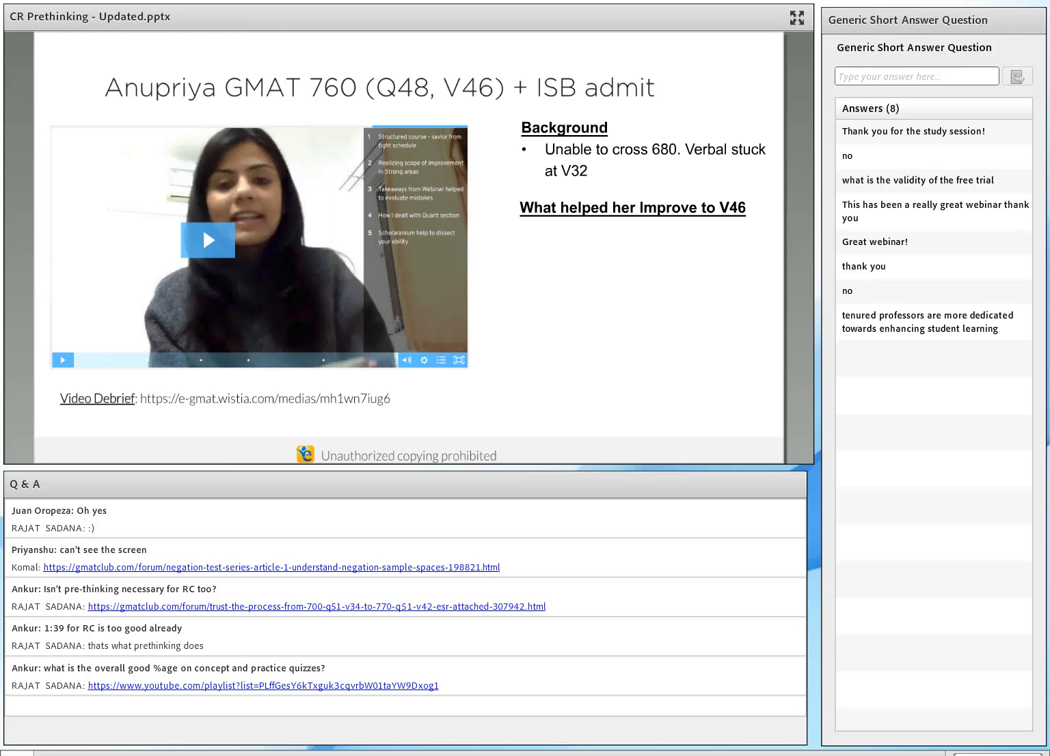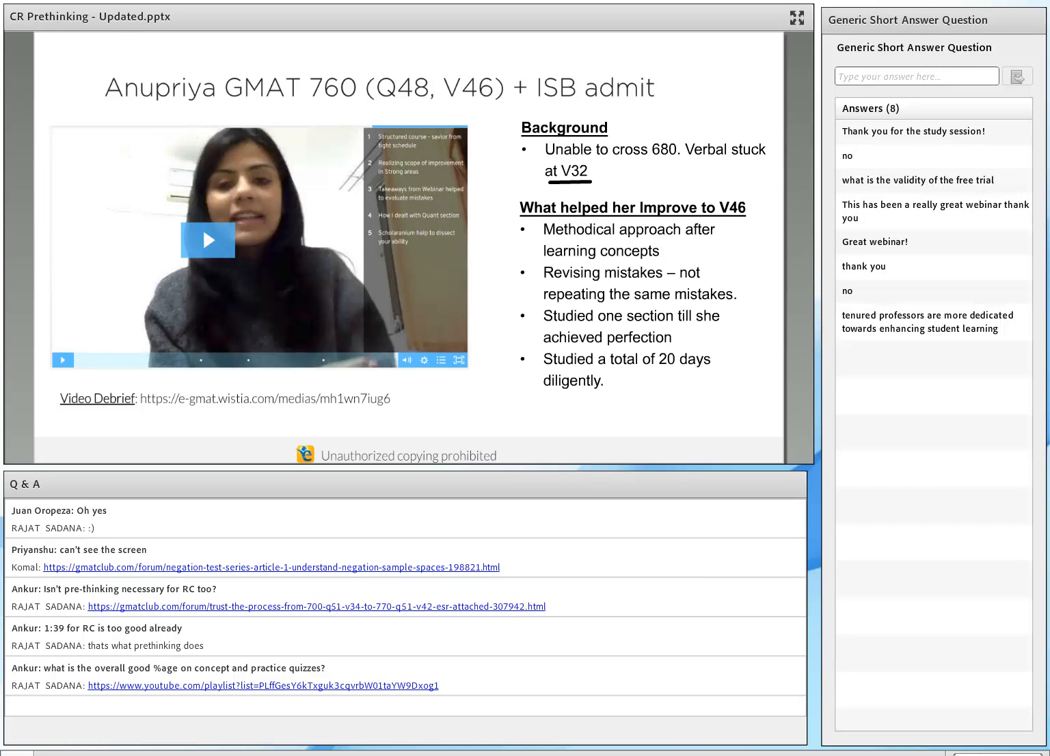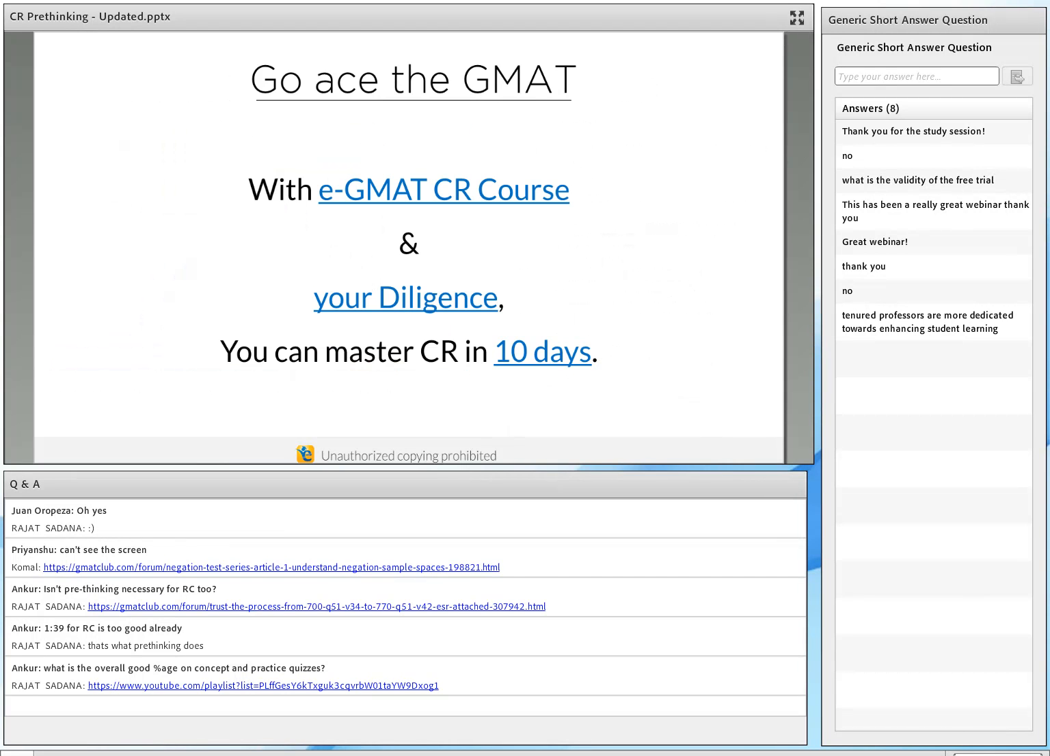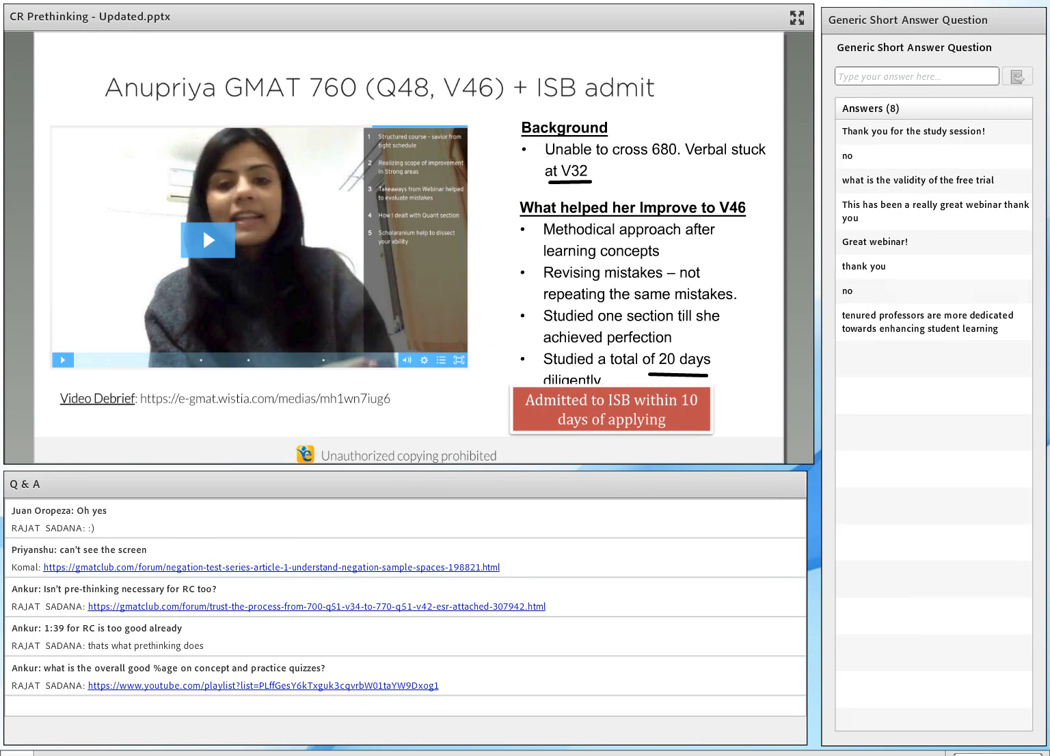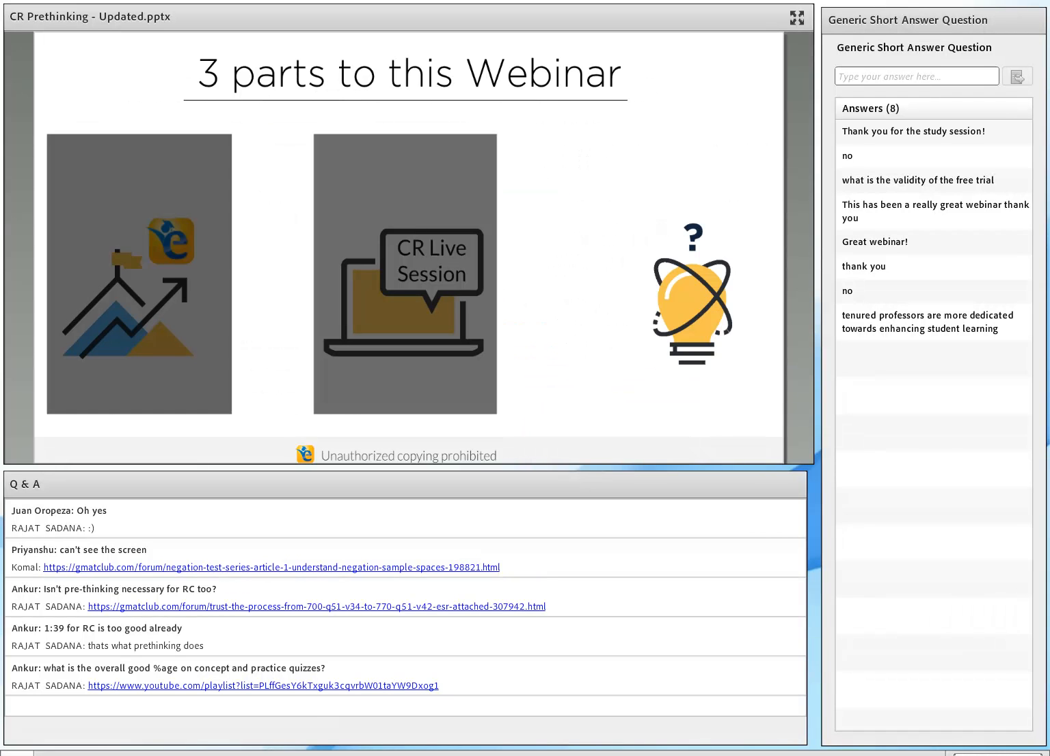Some examples of people who've actually done this. And you're going to see many examples on GMAT Club, but here's an example of a student who was stuck at V32. She went from a V32 to a V46 in about 15 to 18 days, if I remember correctly. And this is even though she spent those 20 odd days in 2 breaks. So 2 breaks of 10 days each. She actually just graduated from ISB. She's a brand manager right now.